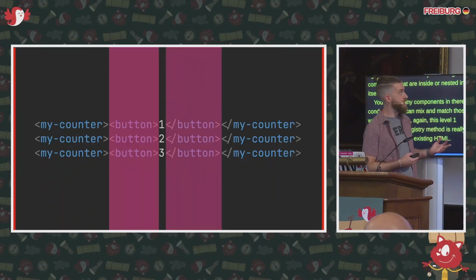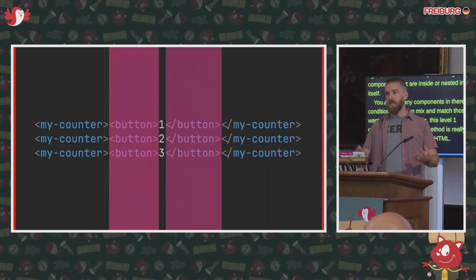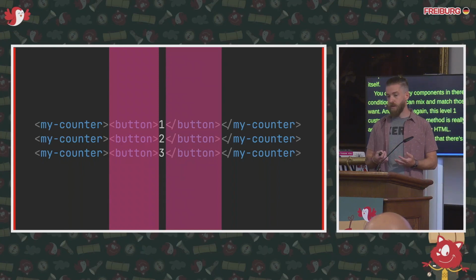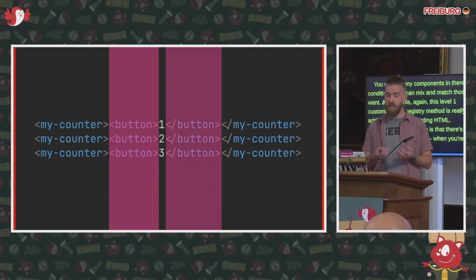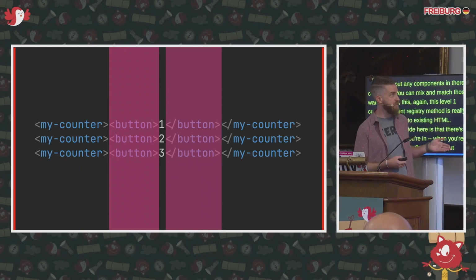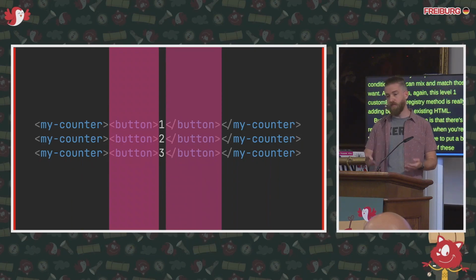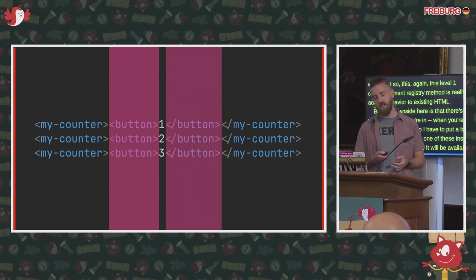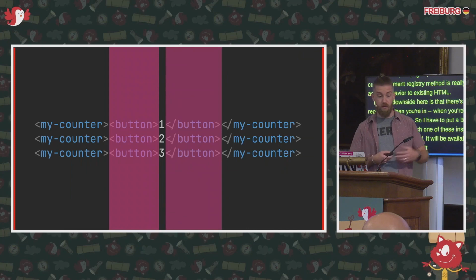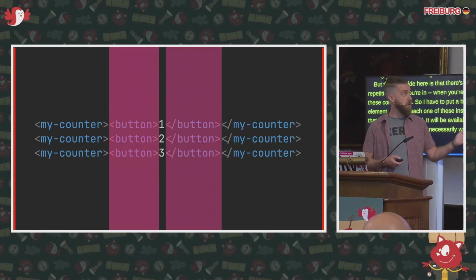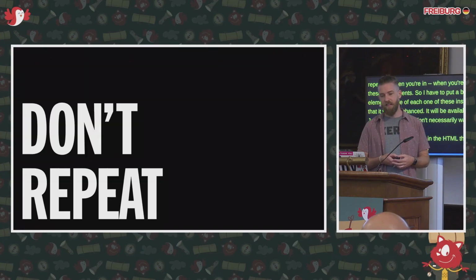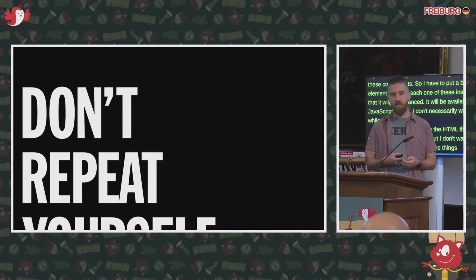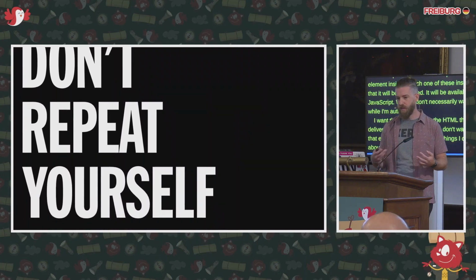But the downside here is that there's a lot of repetition when you're authoring these components. So I have to put a button element inside of each one of these instances so that it will be progressively enhanced. It will be available without JavaScript. I want this to show up in the HTML that gets delivered to the end user, but I don't want to write that every time. So one of the things I don't like about this is that I really have to repeat myself over and over again.